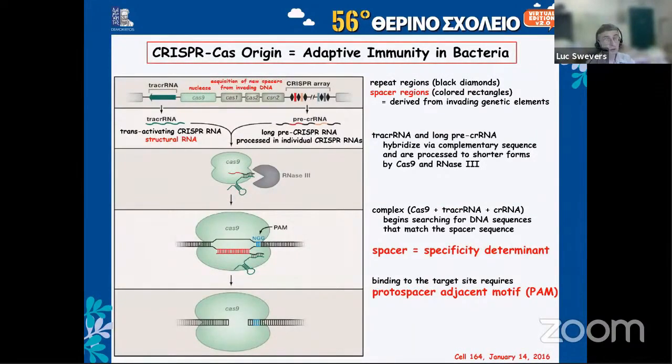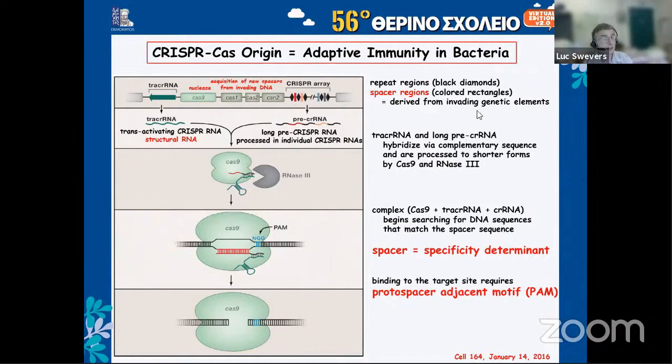A few words about the origin of the CRISPR-Cas system. The origin is that it is an adaptive immunity system in bacteria. On the top, you see the organization of the locus of the CRISPR-Cas system in bacteria. It consists of a CRISPR array. It's shown to the right.